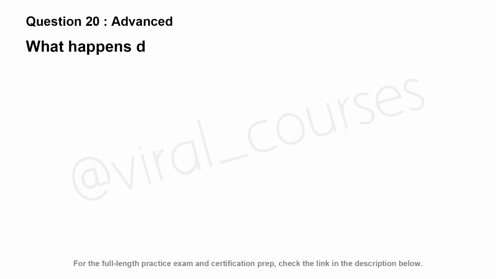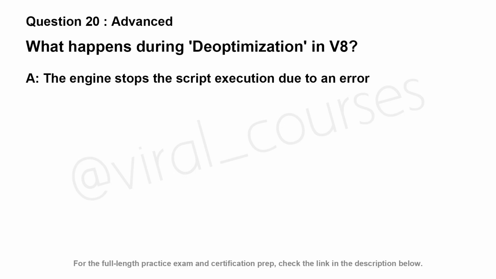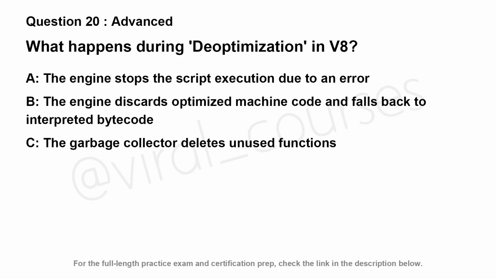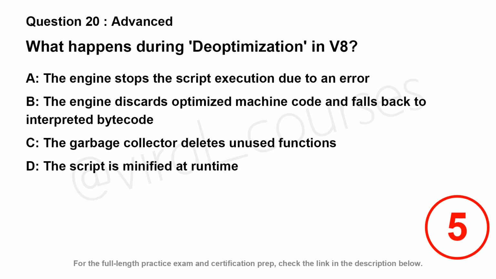What happens during deoptimization in V8? Option A. The engine stops the script execution due to an error. Option B. The engine discards optimized machine code and falls back to interpreted bytecode. Option C. The garbage collector deletes unused functions. Option D. The script is minified at runtime.